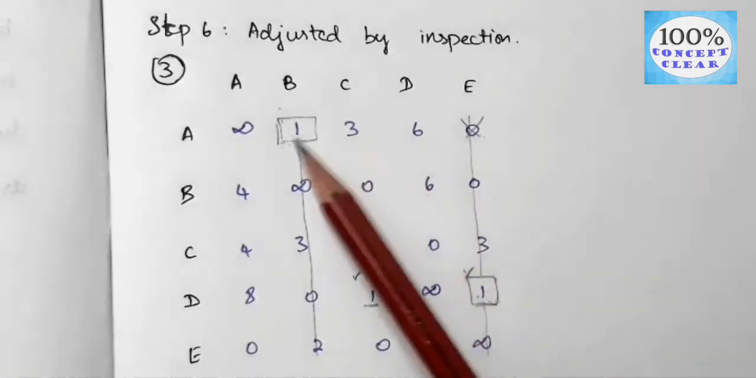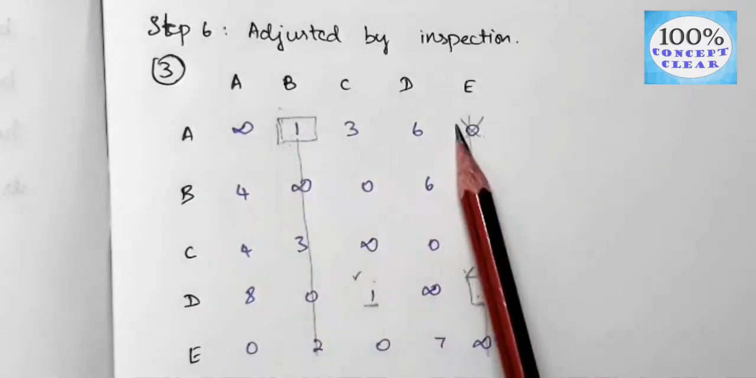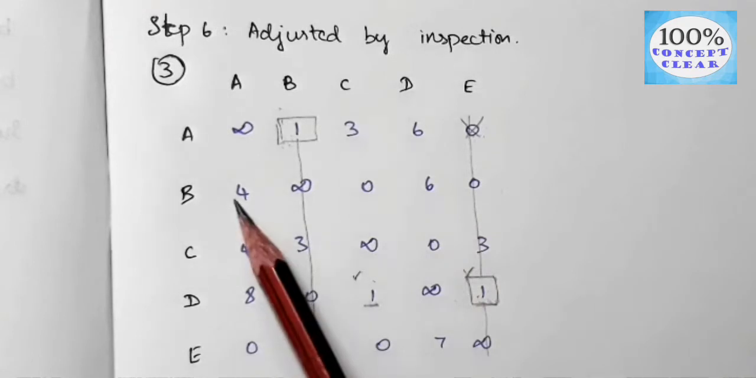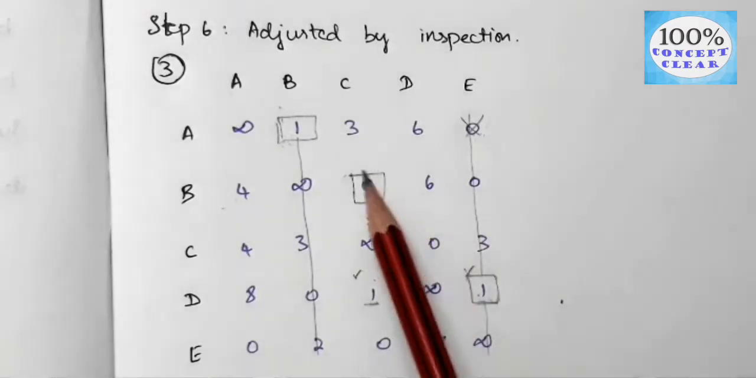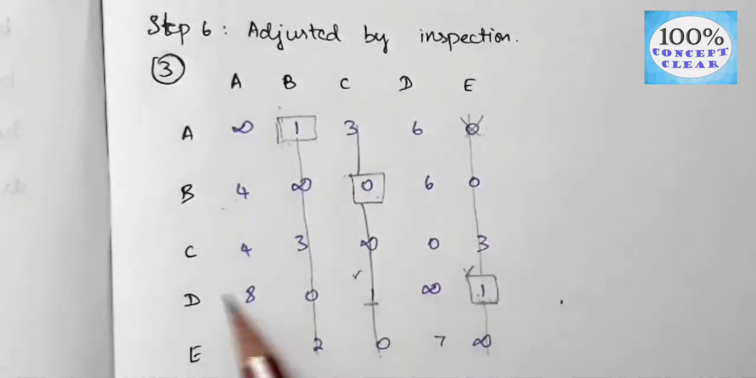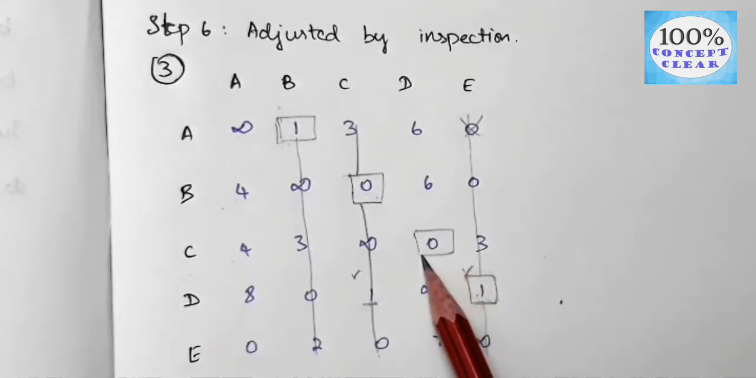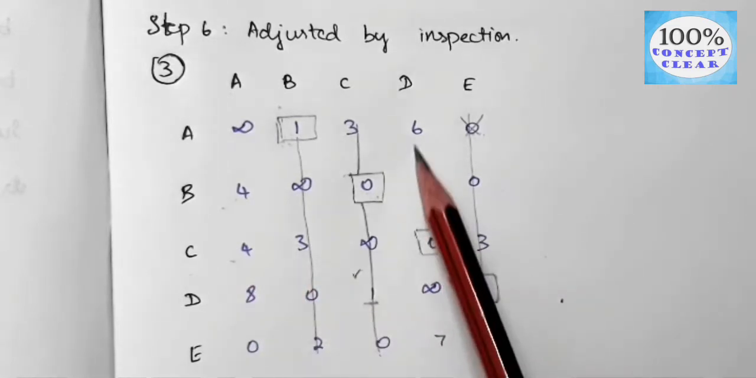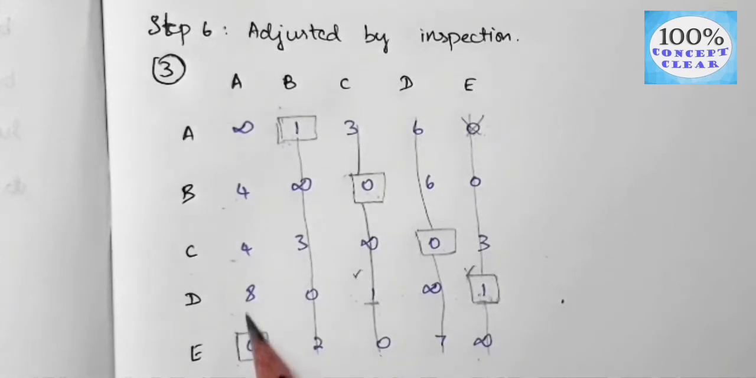Now we have marked the options, so now we can do the scanning as usual. See, in first row there are no zeros, so skip the first row. Now move to the second row. In second row we have one 0, so mark that 0. So we marked this in row wise, so cancel in column wise. Now see, in third row. In third row also we have one 0, so mark that 0. So we marked in row wise, so cancel in column wise. Now see, in fourth row we have no 0, so skip fourth row and see in fifth row. In fifth row we have one 0, so mark that 0. So we marked this in row wise and cancel in column wise.